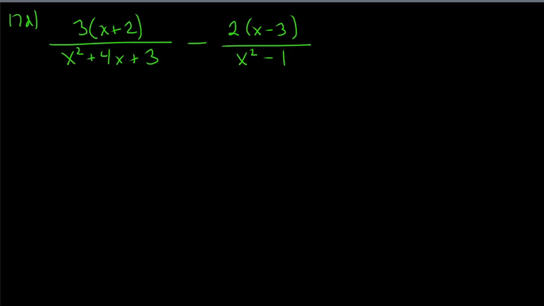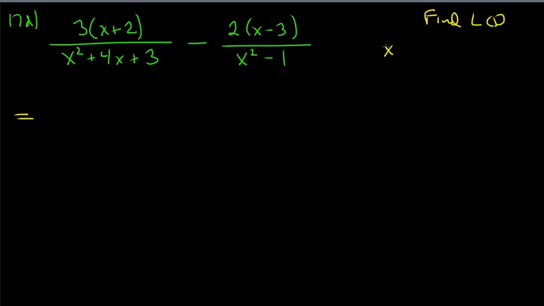Okay, so we want to subtract and simplify 3 times x plus 2 over x squared plus 4x plus 3 minus 2 times x minus 3 over x squared minus 1. Okay. So remember, first we look at the denominators. We see they're not the same, so we have to find the LCD. Let me do that over here.